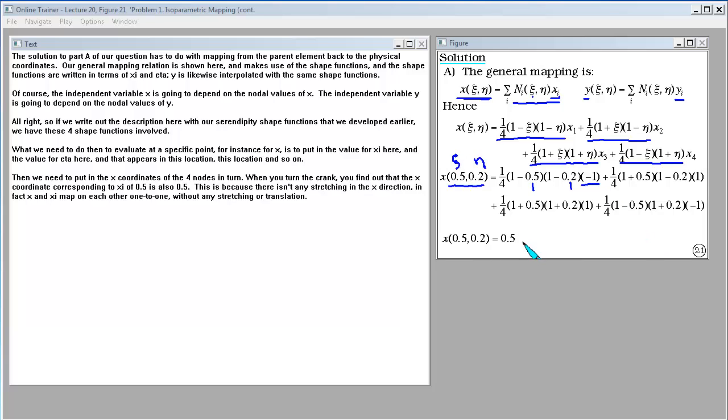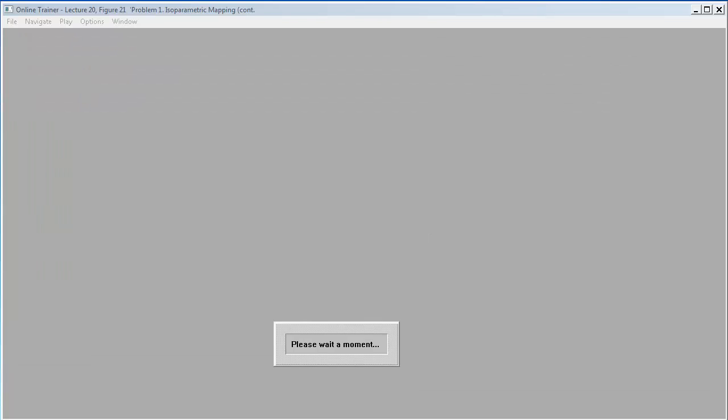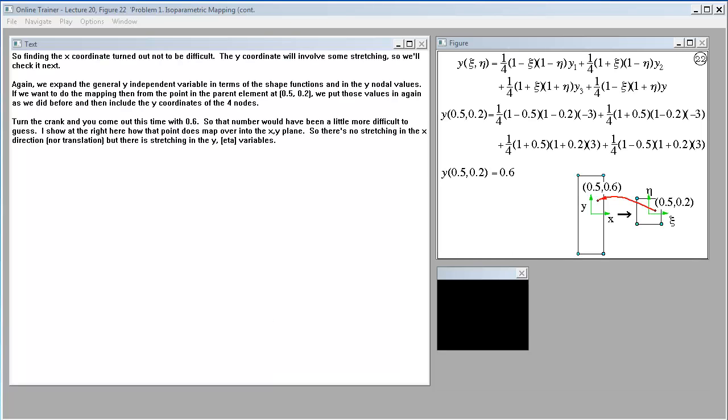When you turn the crank, you find out that the x coordinate corresponding to xi of 0.5 is also 0.5. This is because there isn't any stretching in the x direction. In fact, x and xi map on each other one-to-one without any stretching or translation. So finding the x-coordinate turned out not to be difficult. The y-coordinate will involve some stretching, so we'll check it next.